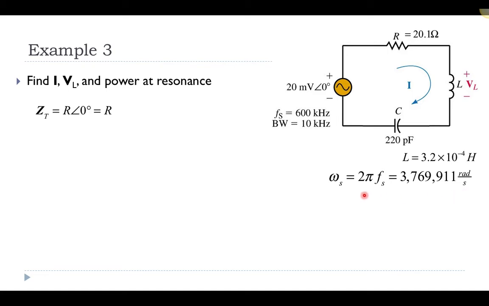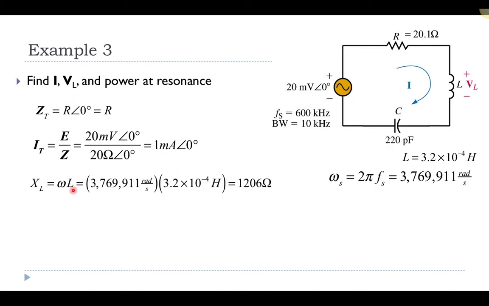I know that at resonance, the total impedance in the circuit is all resistive, and so I can calculate the current. It would be the voltage of the source divided by the impedance. All of the impedance is resistive, so 20 millivolts over 20 ohms, both with phase angles of 0. This would give me 1 milliamp.